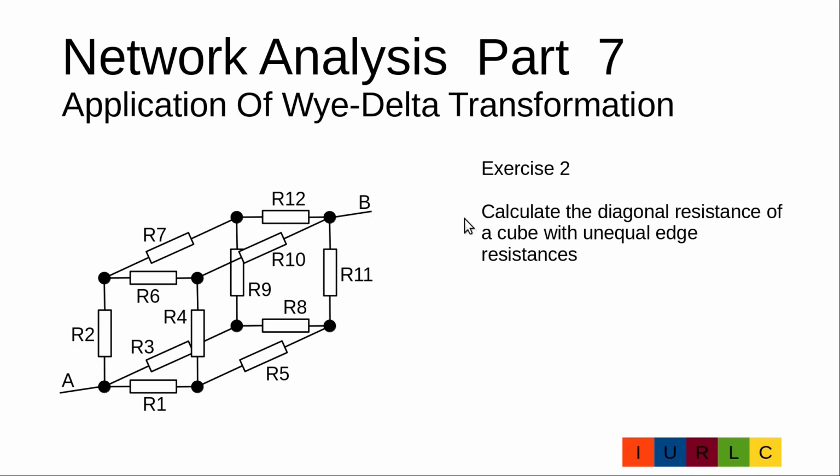Exercise 2 is a real complex task. We want to calculate the diagonal resistance from A to B of this cubic circuit where all the resistance values from R1 to R12 are different. We can solve the problem by applying the wye-delta and delta-wye transformation several times to this circuit.